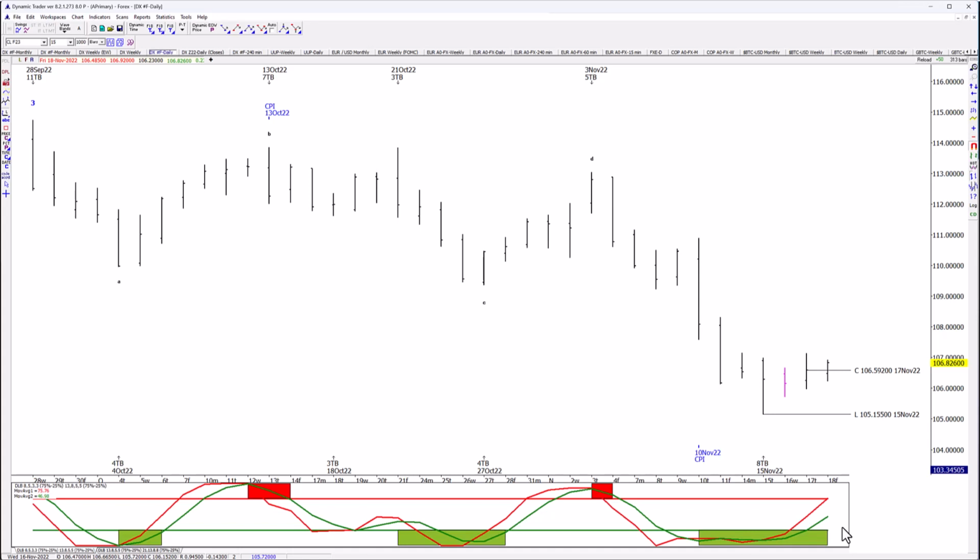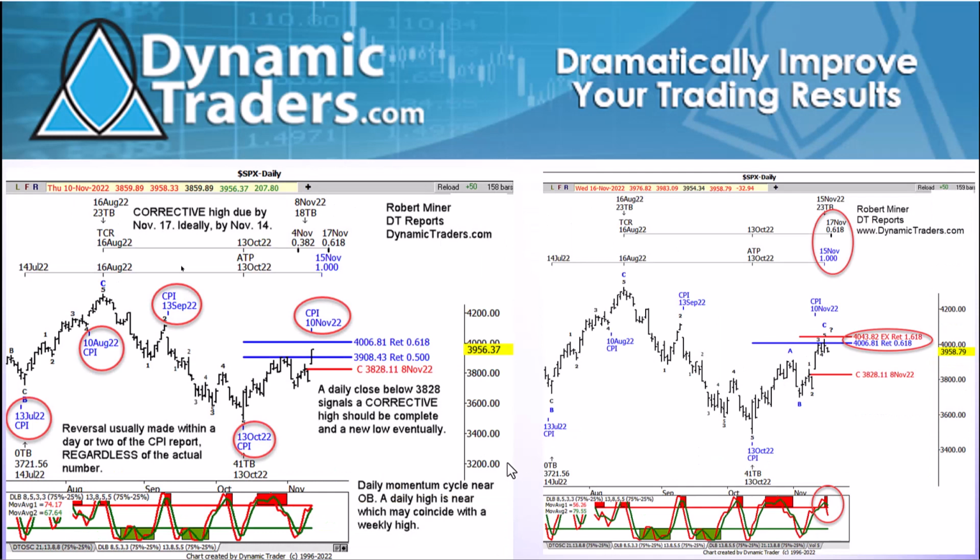Let's take a look at the S&P. Well, here's a couple charts of the SPX, and these are charts I put up on Twitter. This first one, it's a daily chart. It was put up on Thursday, November 10th. And it just had a lot of information on this chart, but here's the bottom line. A corrective high due by November 17th, and ideally by November 14th.